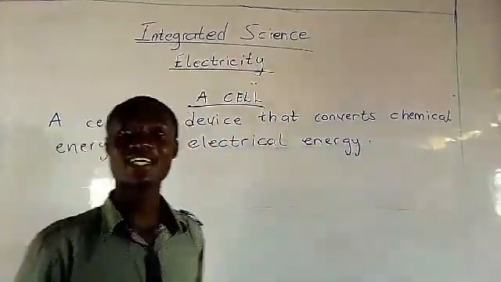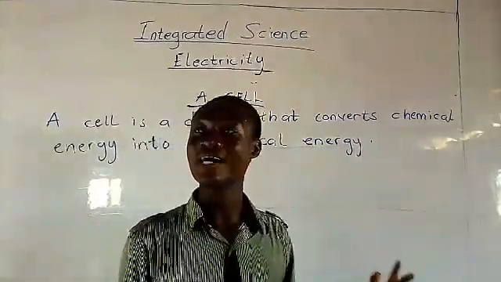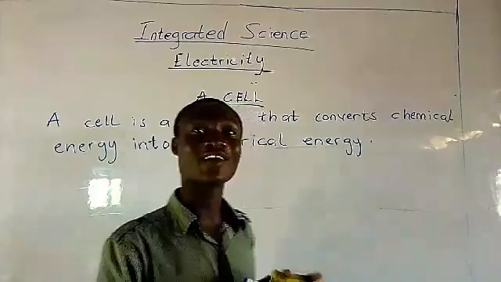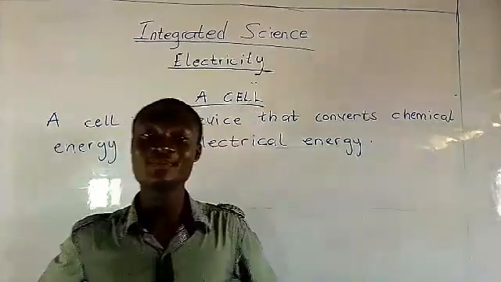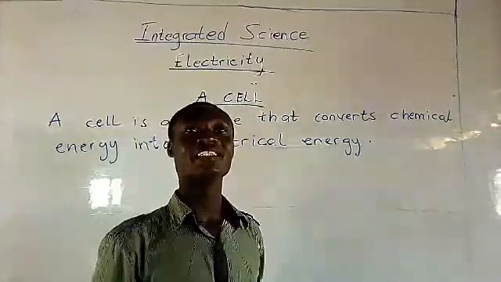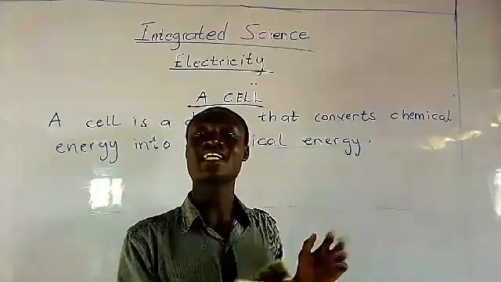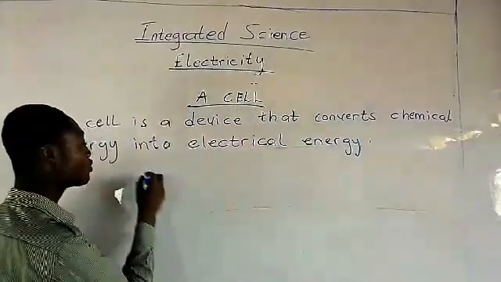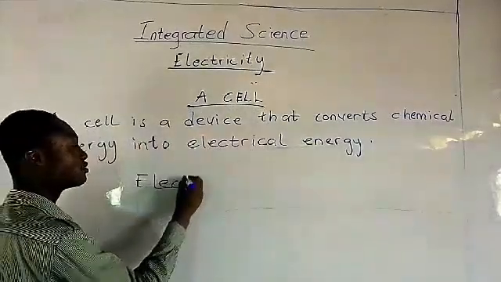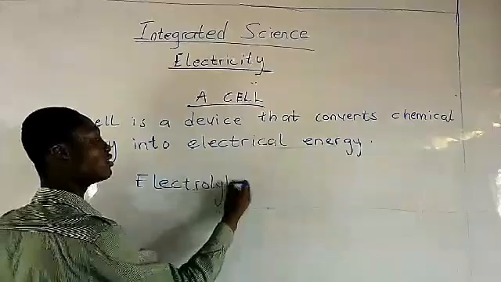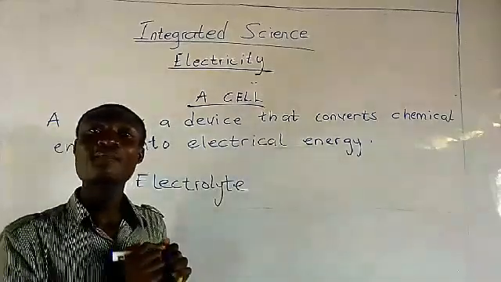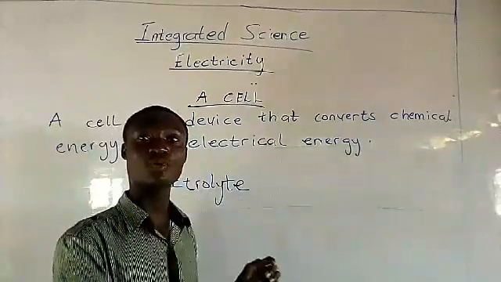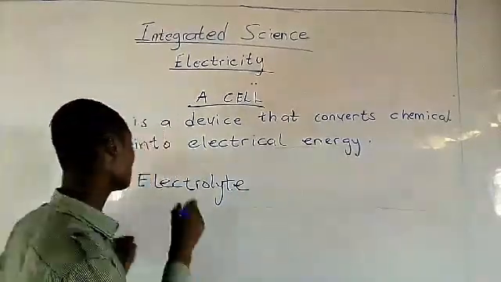Now let's take the normal cell that we have in our various homes. We have a cell called Sunwatt. Now when you take this battery or cell, it has some black substances within it. Those black substances that we see are what we call the electrolytes. Another major thing that we can see is a metal strip within it, and that metal strip is what we call the electrode.